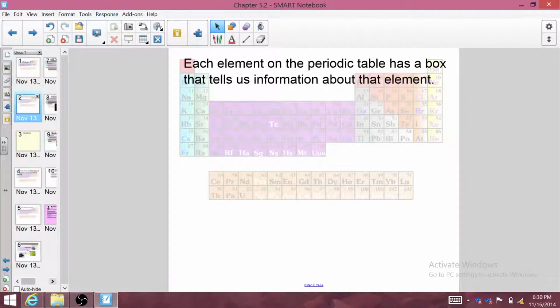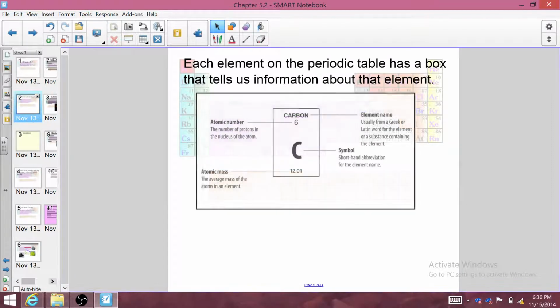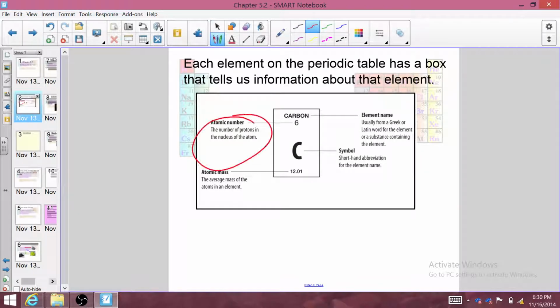So to start, each element on the periodic table has a box that tells us information about that element. The basic ones contain 4 pieces of information. There is the name of the element, the symbol, the atomic number, and as you remember, the atomic number is the number of protons in that element, and then there's the atomic mass.